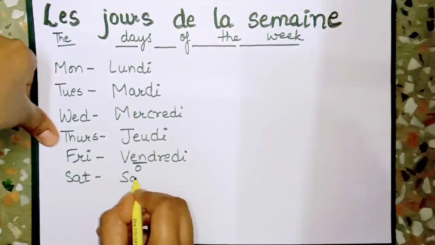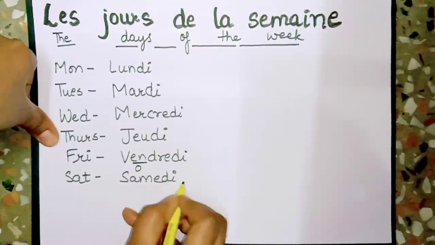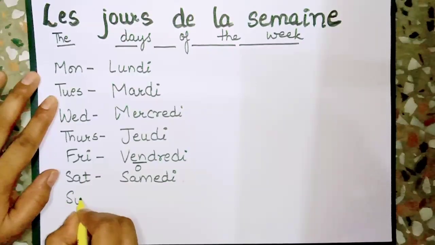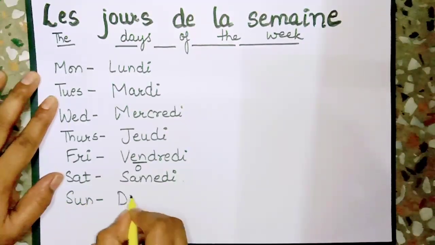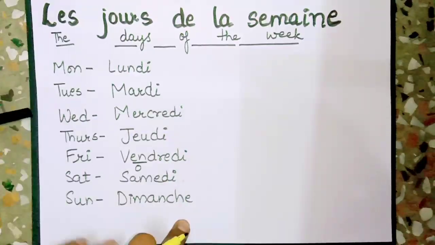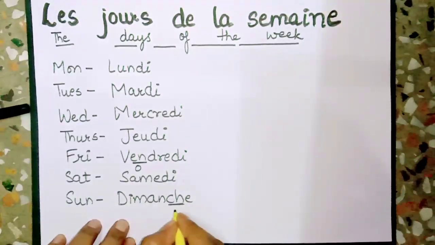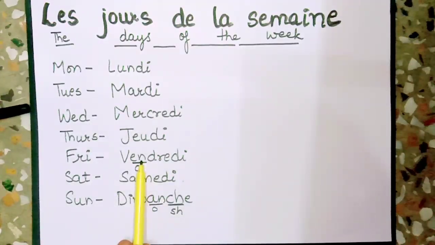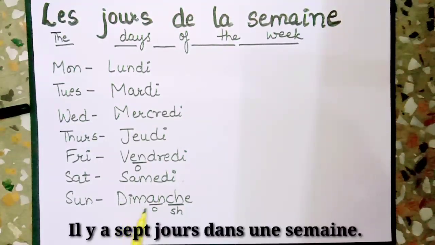Saturday is Samdi. And Sunday is Dimanche. Okay, ch always gives the sound of sh in French, and here an also gives the sound of o. Like en also gives the sound of o and an also. So Dimanche. Okay, so we'll start from here.